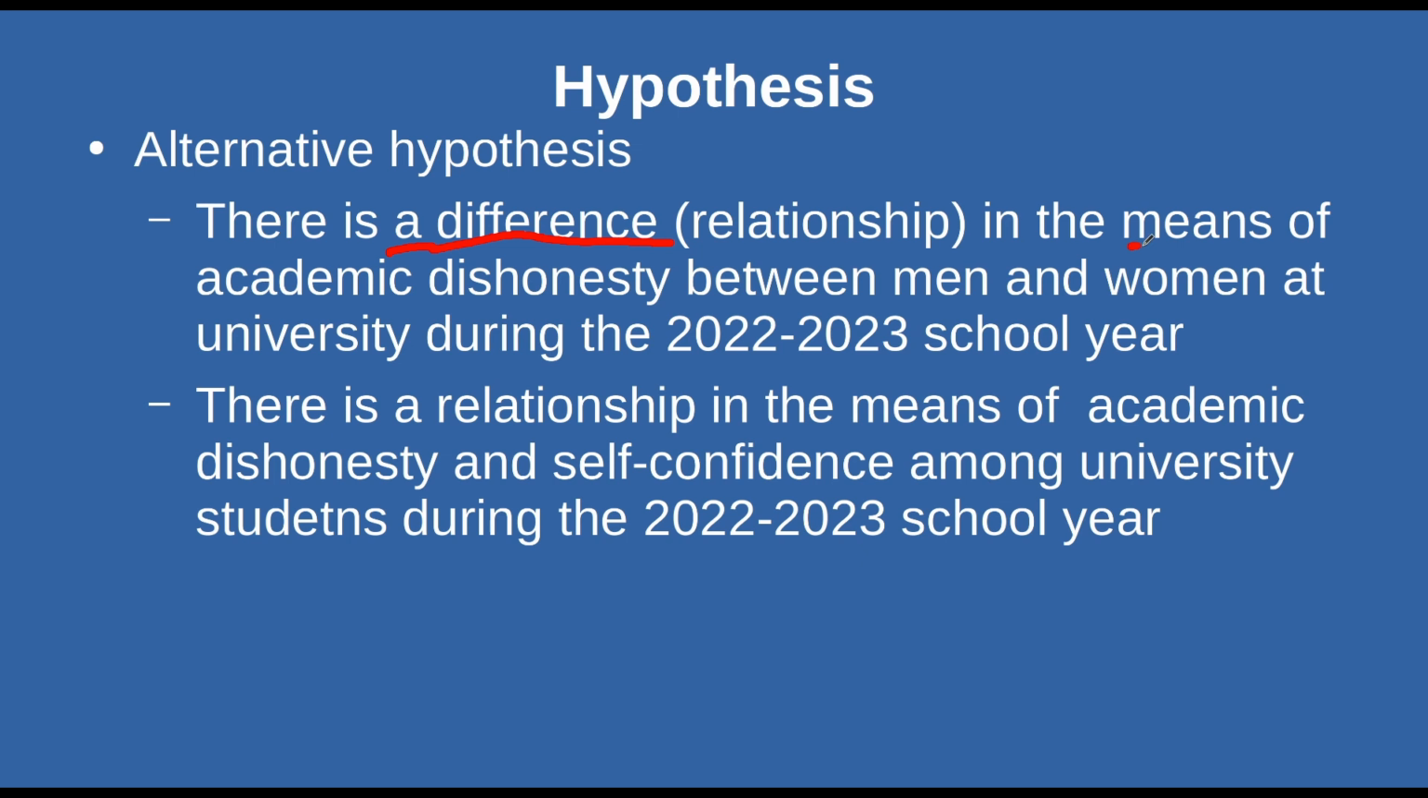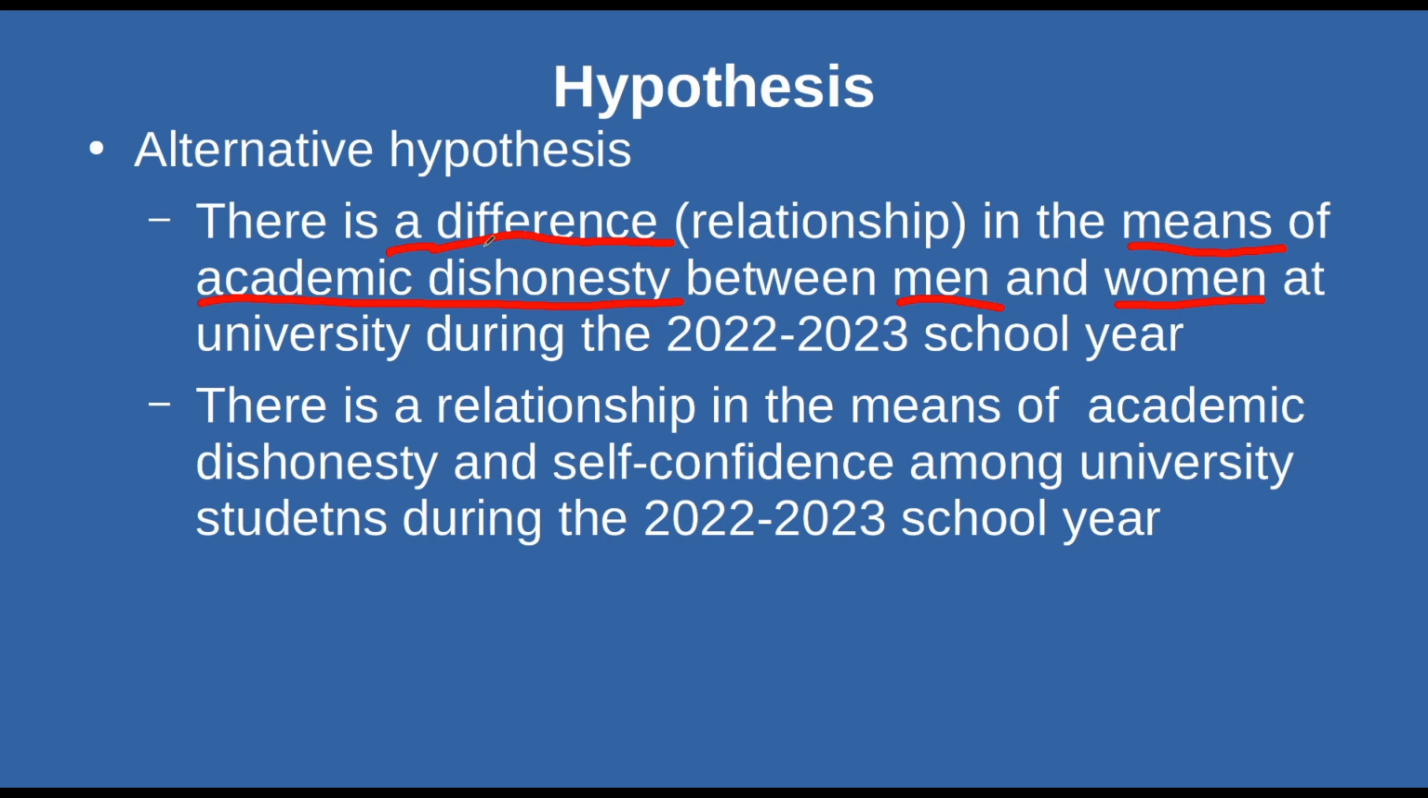In the means, this is how we're going to measure things, of academic dishonesty. This is our variable between men and women. This is our group 1. This is our group 2 at university during the 2022-2023 school year. So now we're saying there is a difference. All right. Now we test the null hypothesis. And again, I don't want to get into the statistical aspects of it, but depending on the results, we can claim that this might be one other way to explain what we got. In other words, it's an alternative. It's one of many alternatives.